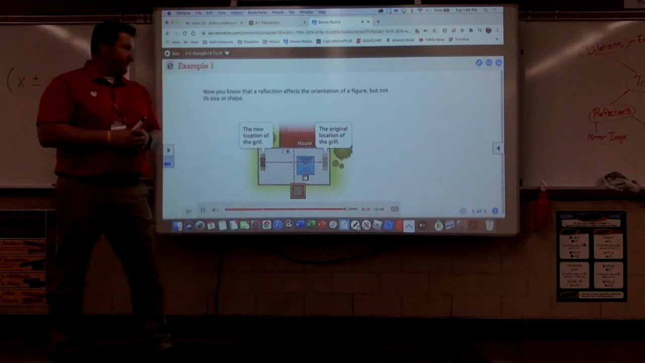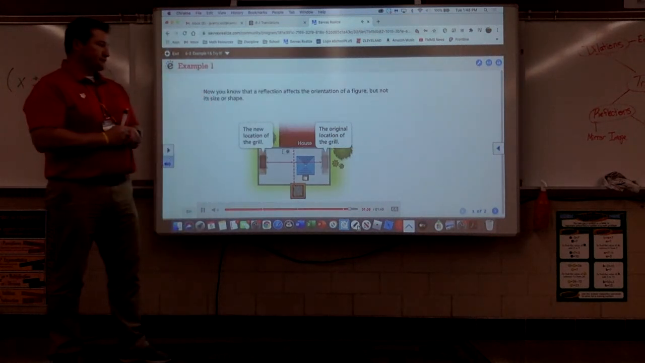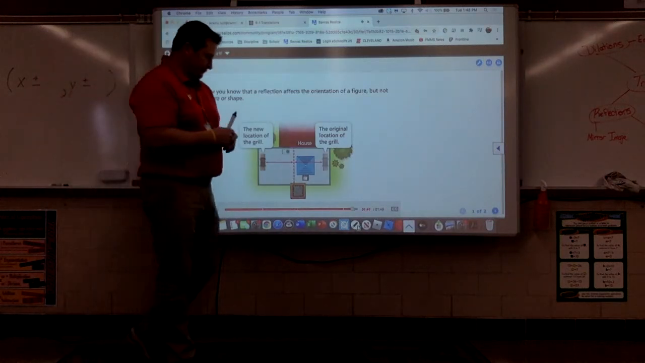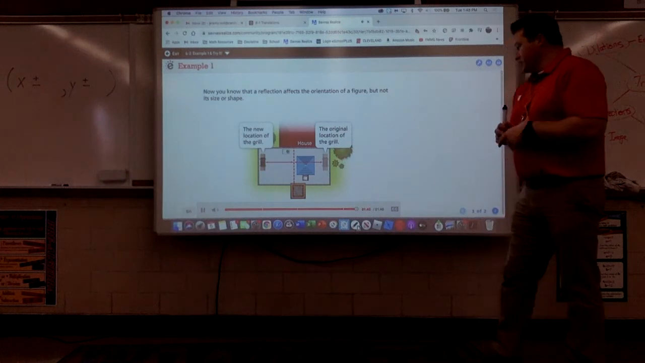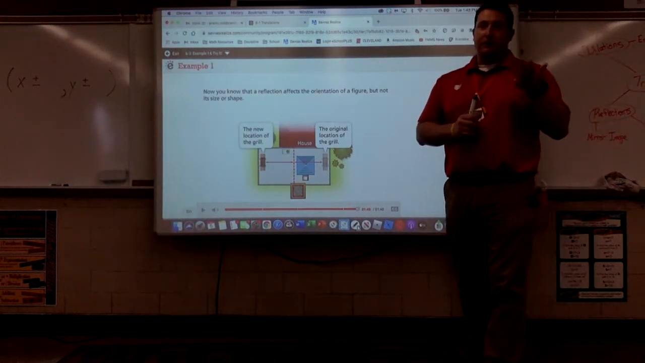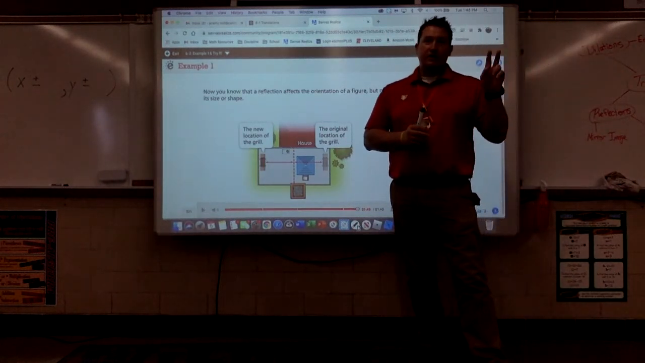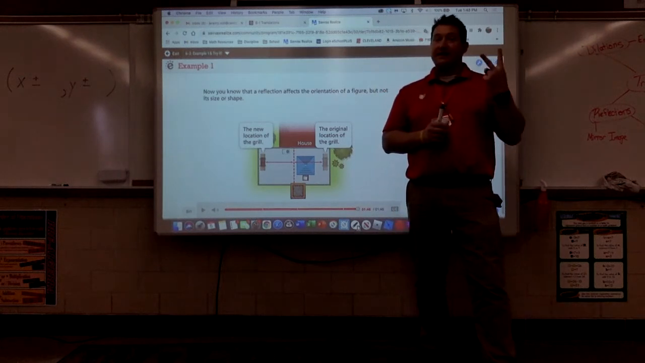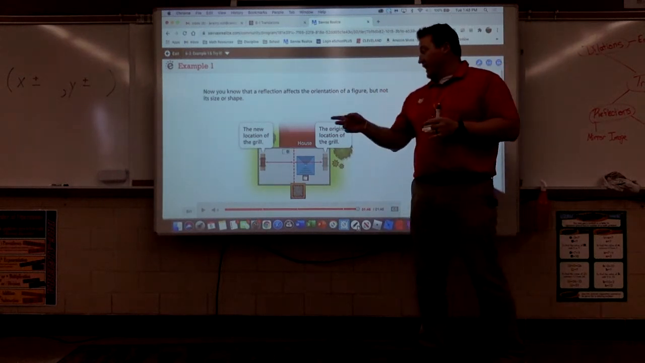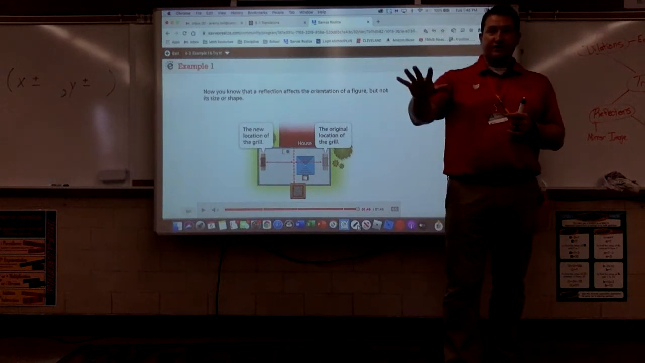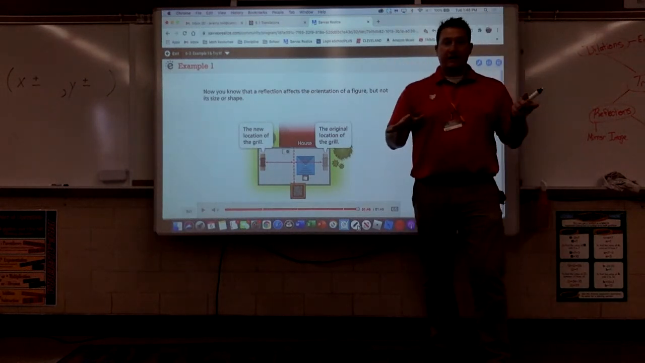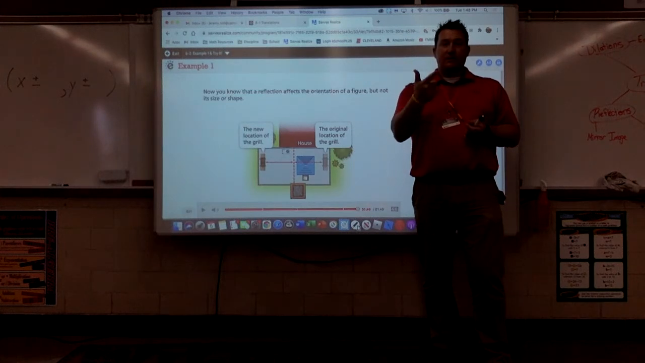Now, you know that a reflection affects the orientation of a figure, but it doesn't affect its size or shape. So when we think about our properties, key concepts question number 1: 2 things change, but 2 things stay the same with a reflection. And they just said them right there. The shape and the size don't change. Those are the same. What does change? Orientation, position.